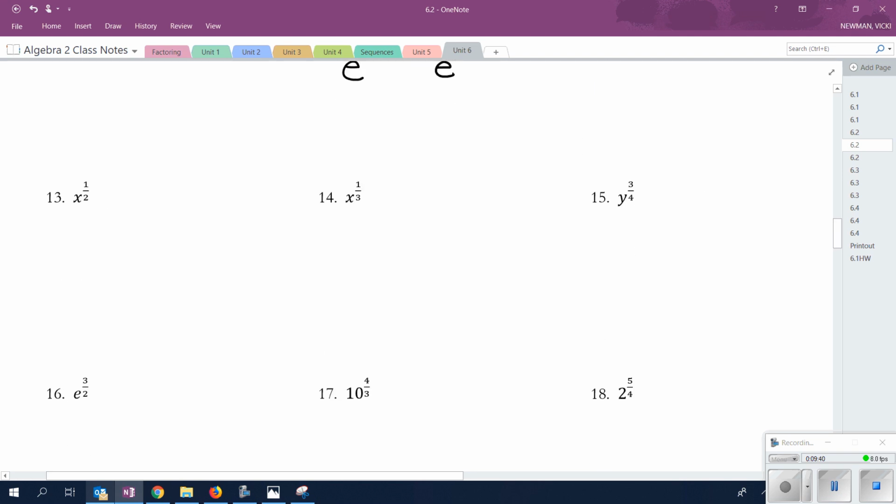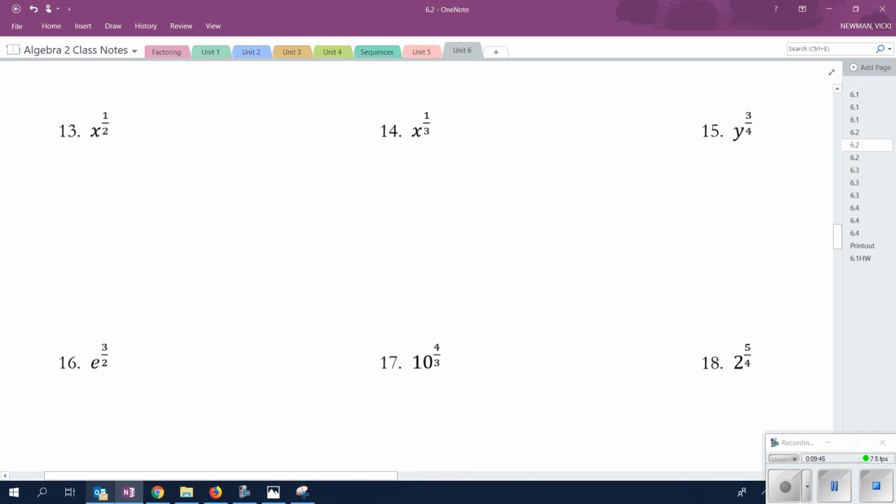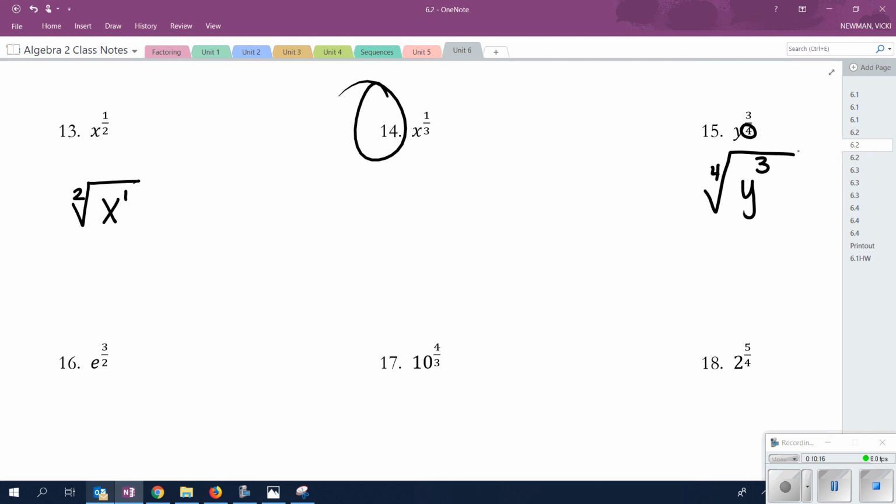13. X to the 1/2. You're just going to rewrite it with the root and the power. So, power in the sky, x to the first, roots in the ground, square root. You'll do 14. 15. Power in the sky, y cubed. Root in the ground, 4th root. Good. We've done this before.